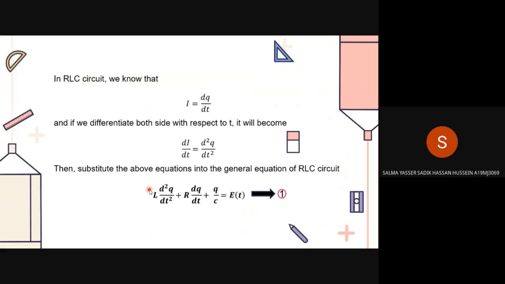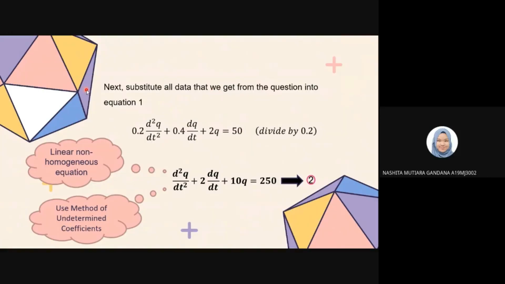Then in our RLC circuit, we know that current is equal to dQ/dt. If we differentiate both sides with respect to t, it becomes a second derivative. By substituting into the previous equation, we get the second order differential equation for the RLC circuit. We substitute all the data given into the second order equation, and then we divide by 0.2 to get a coefficient of 1 beside the second derivative, which is d squared Q over dt squared.